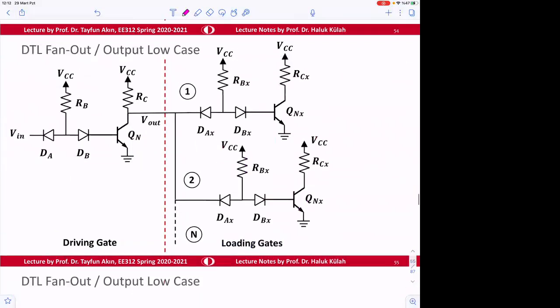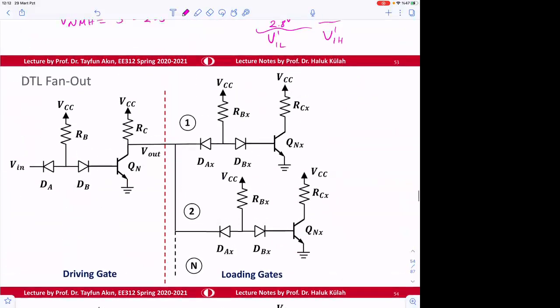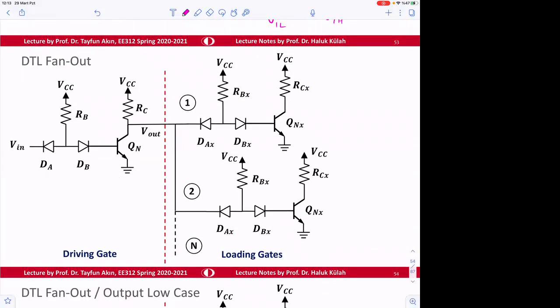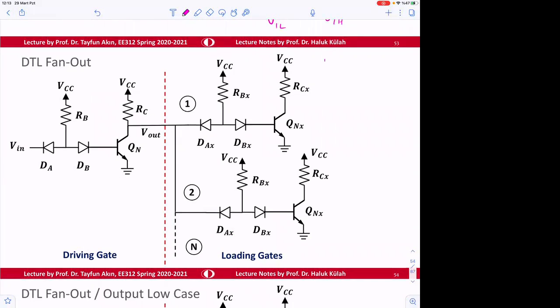So now the next item is the calculation of the fan out. For the fan out, we need to again look at two cases. One, output low case. And then the second one is going to be for output high case. So when we say output high and low, that means this output, okay? One sensor, okay? So this is the output.